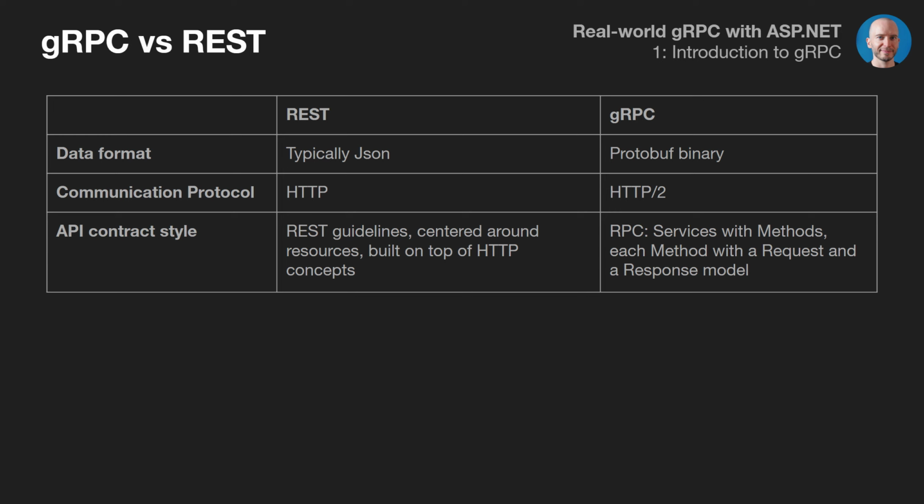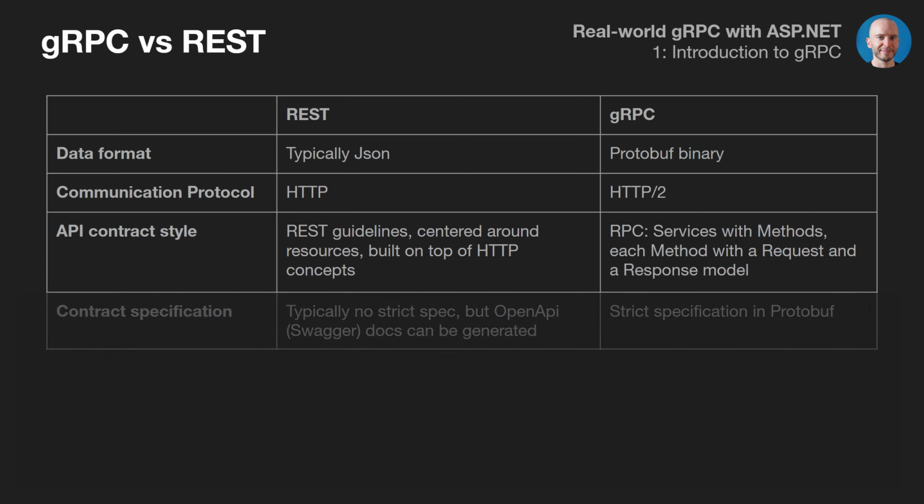The API contract style of the two technologies are quite different. REST follows a set of guidelines which are centered around resources and builds on top of HTTP concepts, utilizing things like verbs and status codes to have specific semantic meaning. gRPC uses RPC style, where we can define services each with a number of methods, where each method can have an arbitrary request and response model. This approach is thus similar to how we would design the interface of a class in an object-oriented programming language. HTTP is only used as a transport mechanism, and its concepts are not used as part of the API contract.